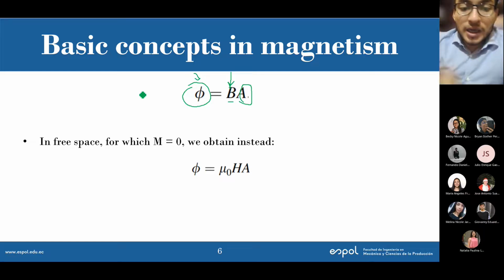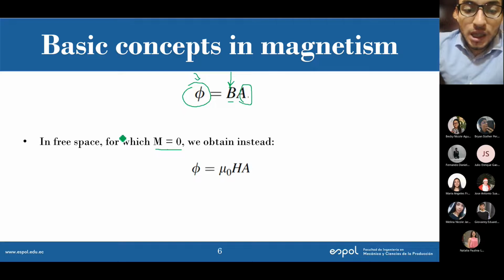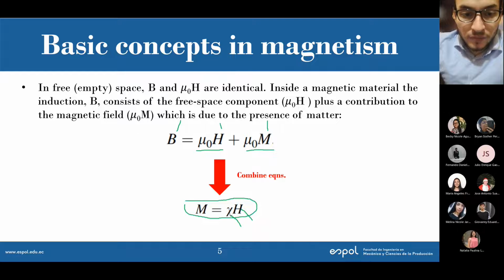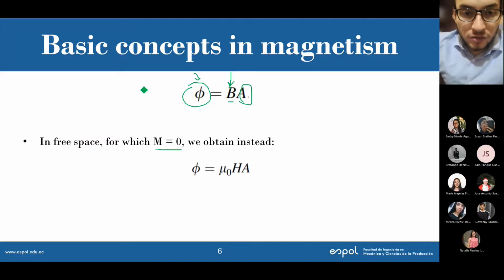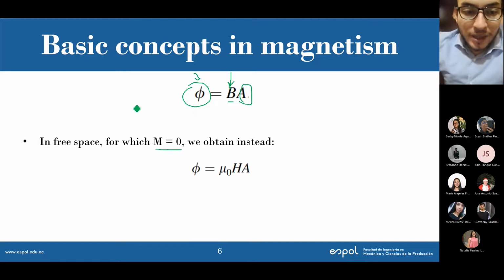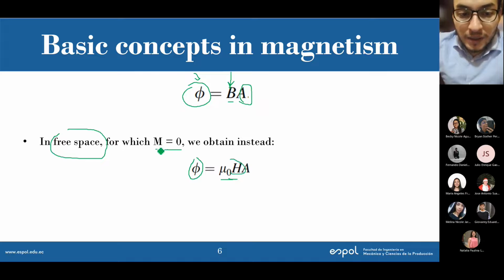Now, let's see that in free space, the magnetization equals 0. So if magnetization equals 0, and you remember this equation, right? You can easily say, oh, okay, because remember you have an equation for M and for B, right? So the magnetization equals 0 in free space. We'll get that the magnetic flux for free space equals the permeability of free space times the magnetic field strength times the area.